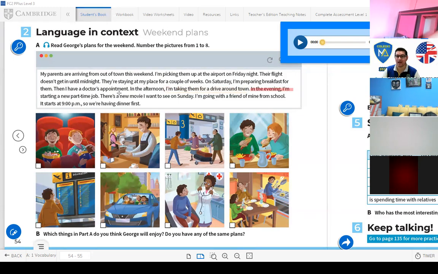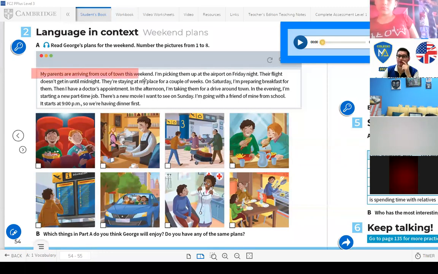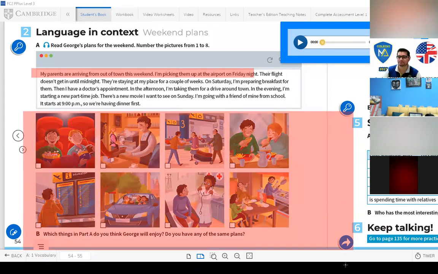In the evening, I'm starting a new part-time job. There's a new movie I want to see on Sunday. I'm going with a friend of mine from school. It starts at 9 p.m. So we're having dinner first. Okay, let's see. Which event is number one? It says, my parents are arriving from out of town this weekend. I'm picking them at the airport on Friday night. What do you think? What should be number one?